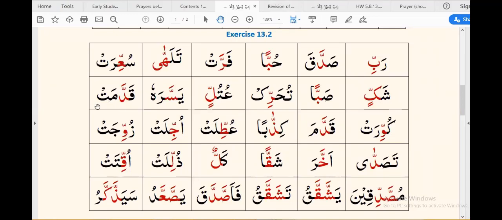قدمت. Excellent. Well done. One more time. قدمت. Well done. Excellent. Make sure you join the meem to the ta nice and softly because like you learned yesterday, sukoon means you join it nice and softly. Okay? Otherwise, well done. Excellent. Really nicely read. Jazakumullah for your help.